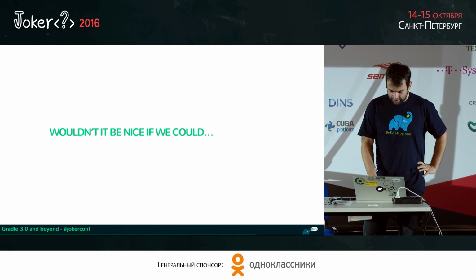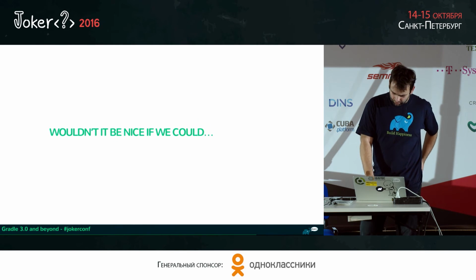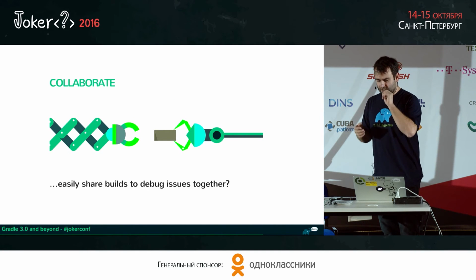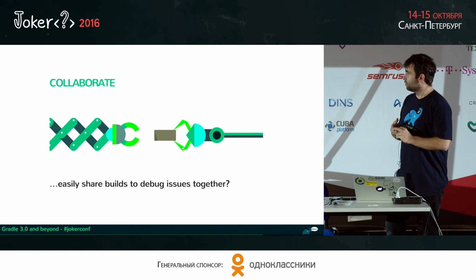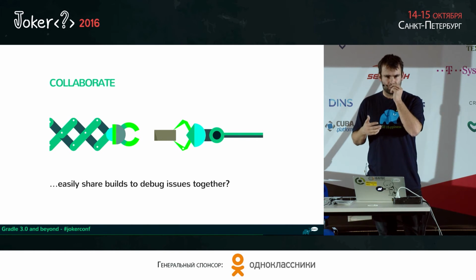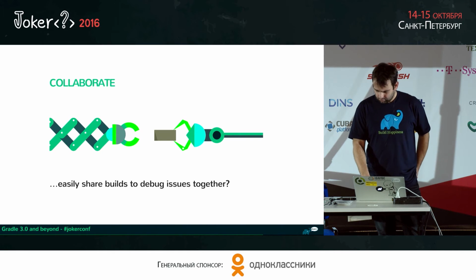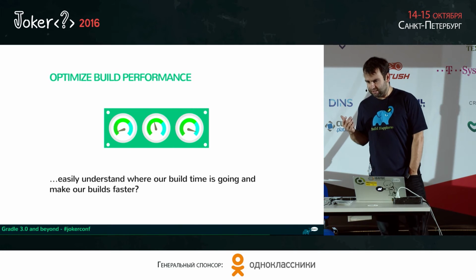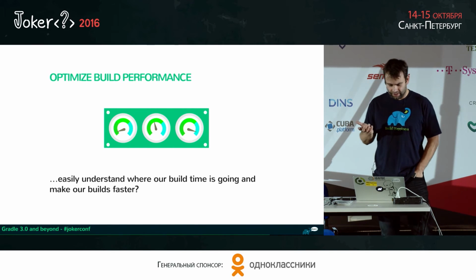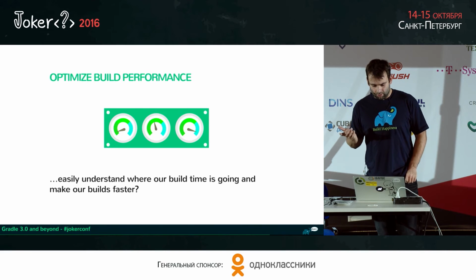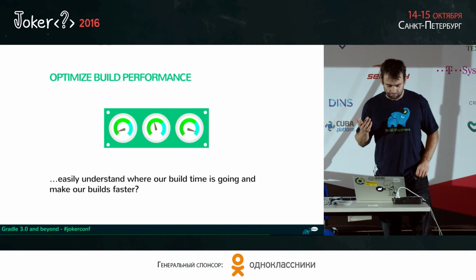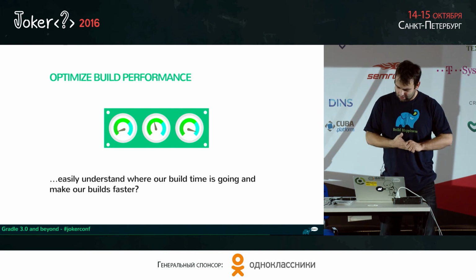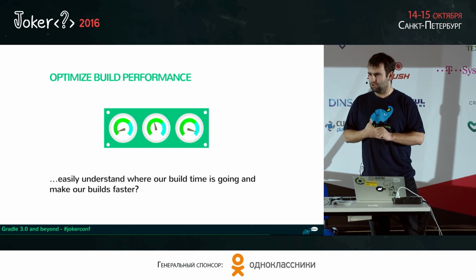So at one point we thought, wouldn't it be nice if we could easily share builds to debug issues together with our colleagues? So have some better way of collaborating on a Gradle build. Or for example, make it easier to optimize build performance. Wouldn't it be nice to easily understand where our build time is going and make our builds faster? Again, making builds faster is the ultimate goal for a build master, I think.